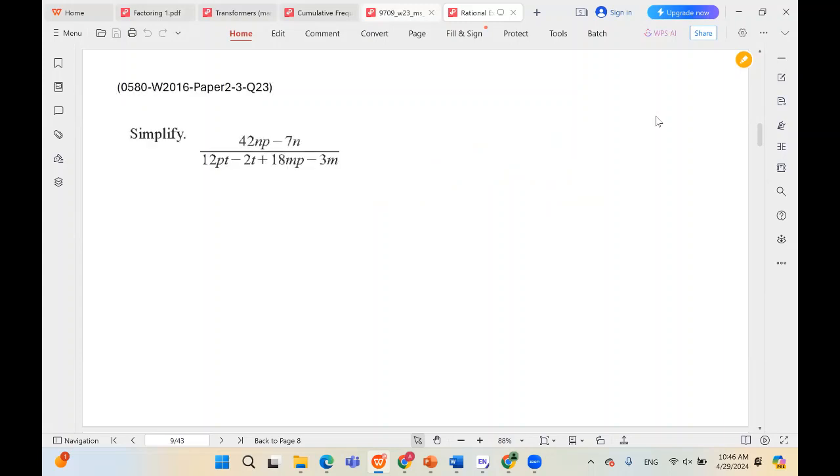Again, we have to factorize up and down. So let's take out 7n as a common factor here. We would be left with 6p minus 1, divided by, for the denominator, you will have to group. So these two together, you can take out 2t, and you would have 6p minus 1. And for these two, again, you would take 3m and you would be left with 6p minus 1. This is factoring by grouping. There is a video on that as well, so you should have watched that before watching this video.